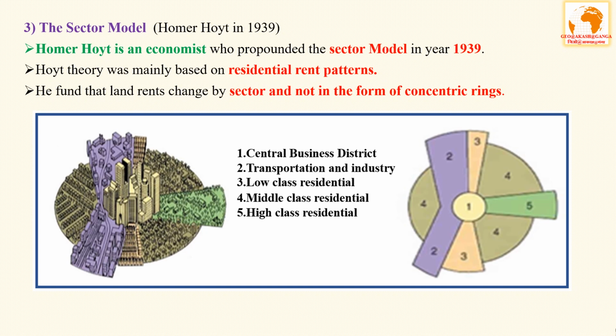Homer Hoyt is an economist who propounded the sector model in the year 1939. I already told you the sector model is an extension of the Burgess model. Hoyt's theory was mainly based on residential rent patterns. He found that land rent changed by sector and not in the form of concentric rings.